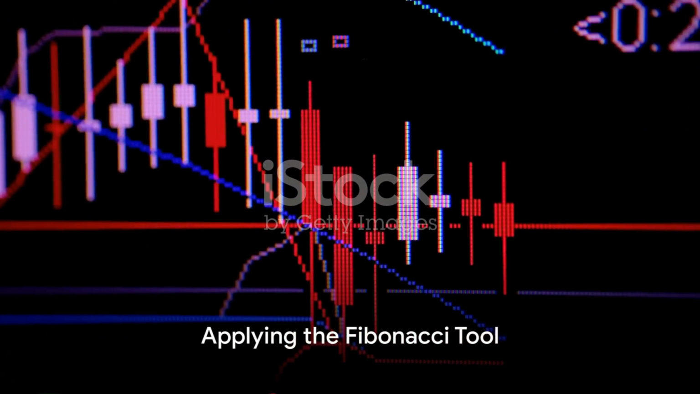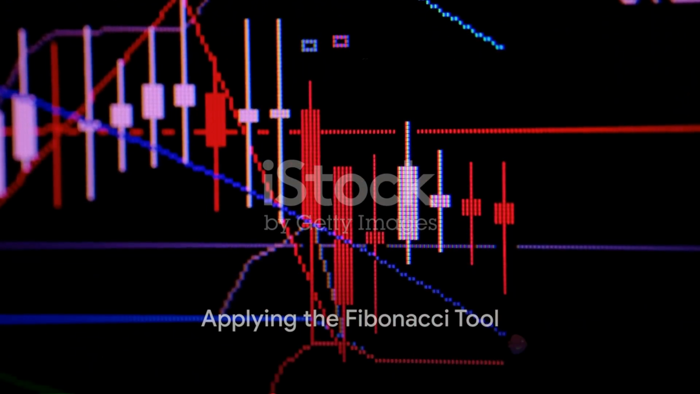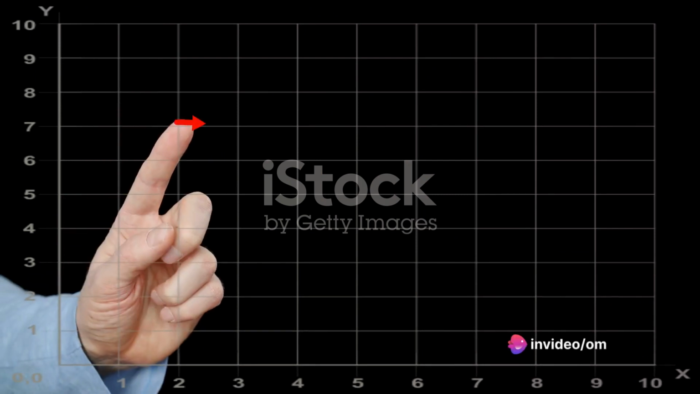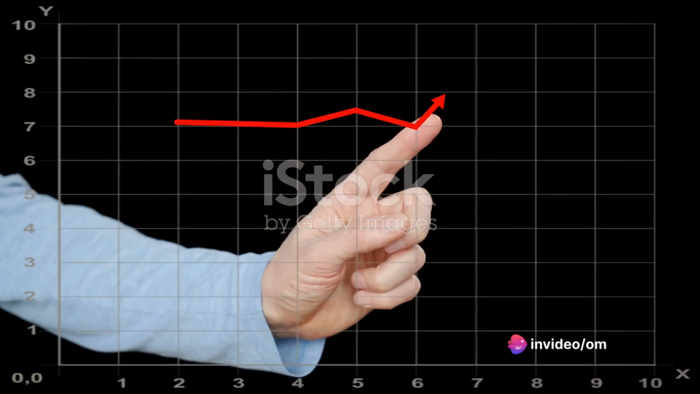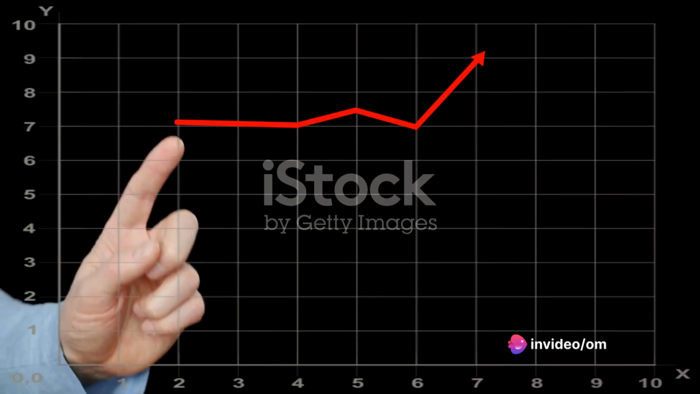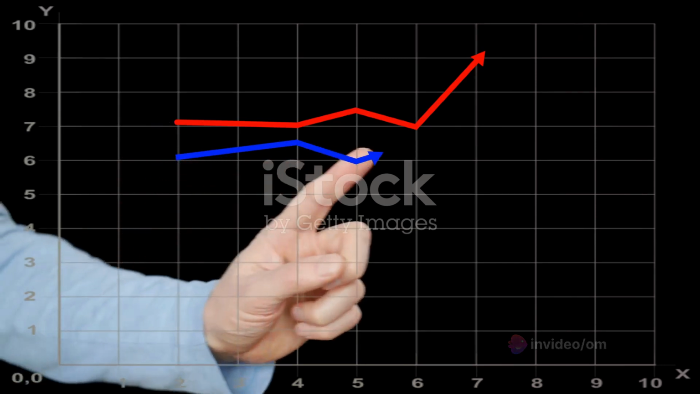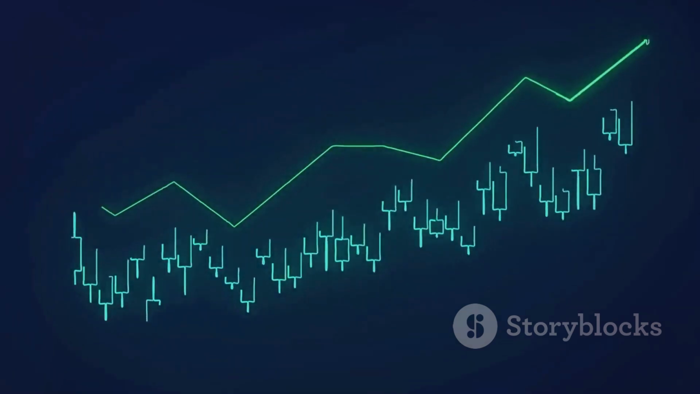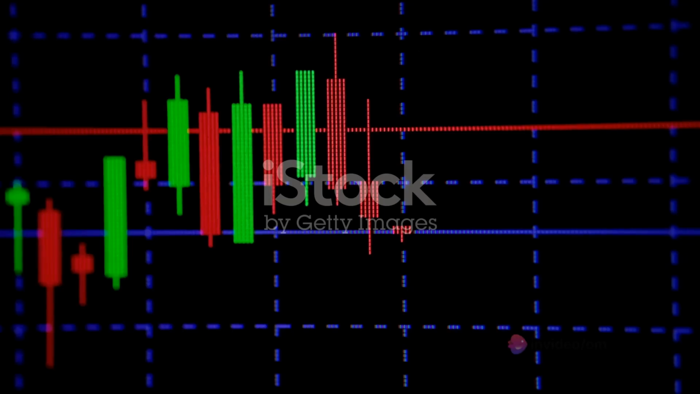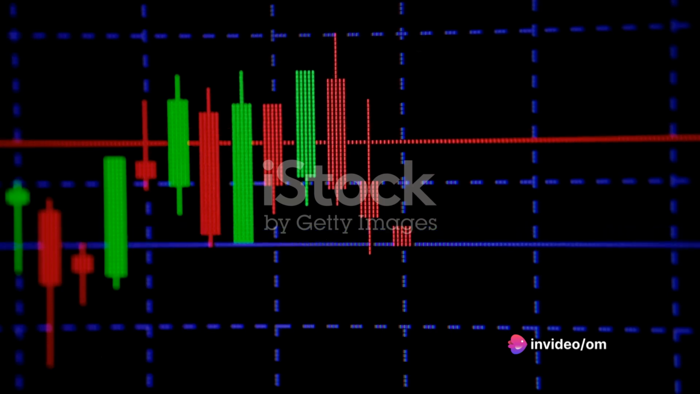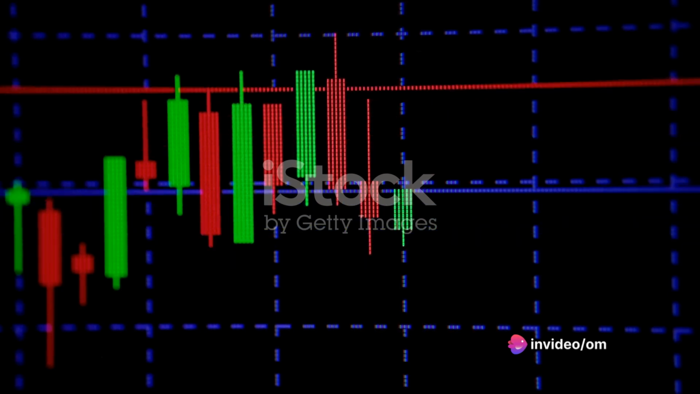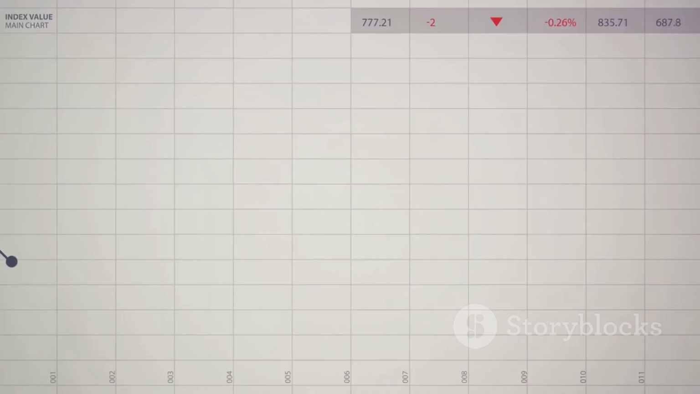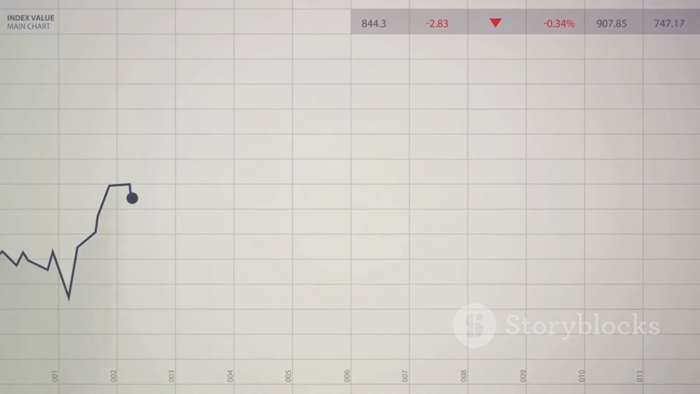Picture a market trend, be it an uptrend or a downtrend. The Fibonacci tool is applied from the high point to the low point in an uptrend, and from the low point to the high point in a downtrend. Once applied, it will project horizontal lines across your chart at the key Fibonacci levels of 23.6%, 38.2%, 50%, 61.8%, and 100%. These levels are often areas of support in an uptrend and resistance in a downtrend.